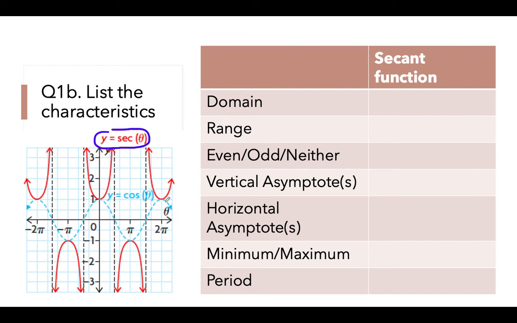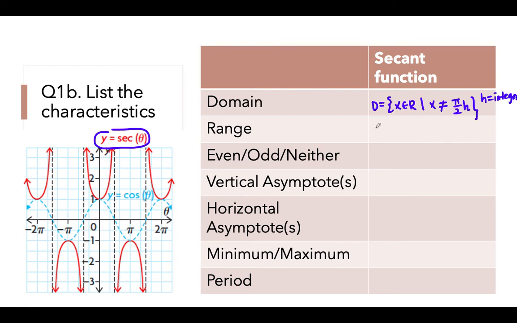Now let's identify some of the characteristics of the secant function. For the domain, it looks like x can be any real number, except where the asymptote is. The vertical asymptote happens every pi over 2. Domain: x can be any real number such that x cannot be pi over 2 h, where h is an integer.